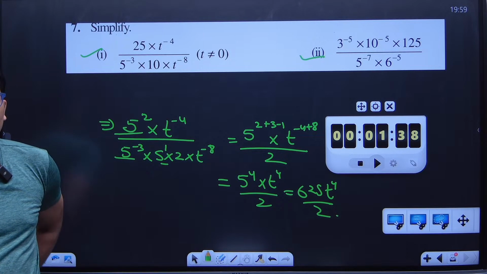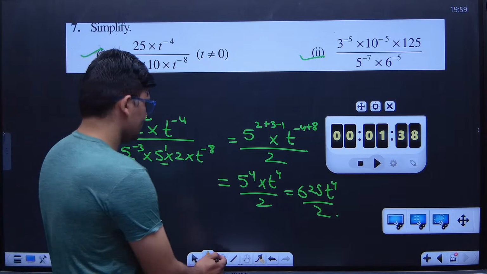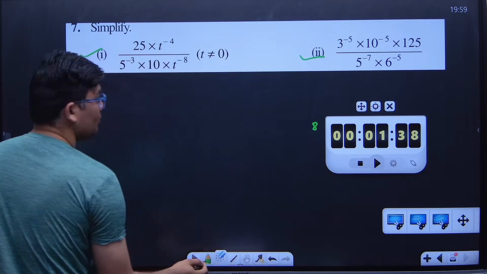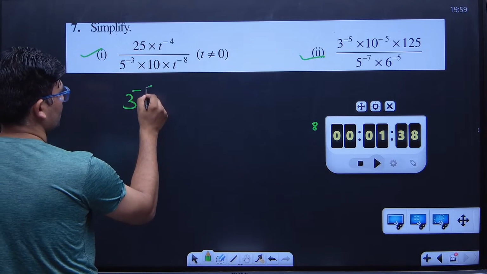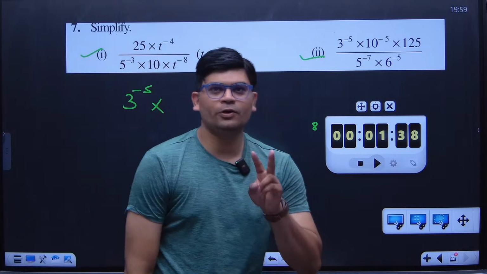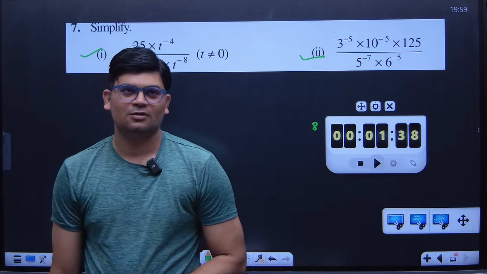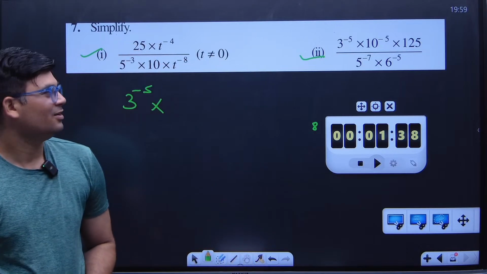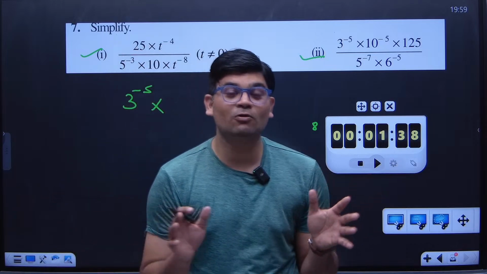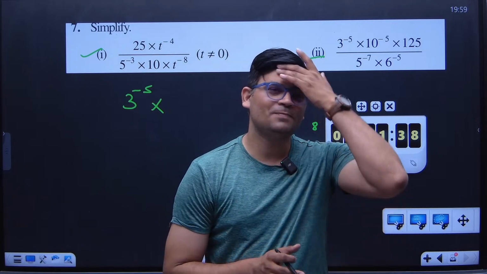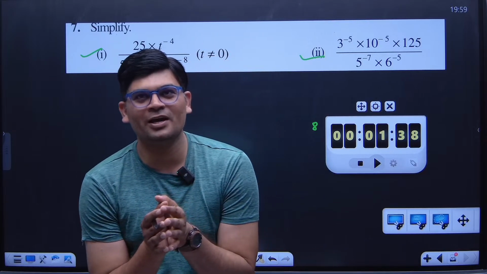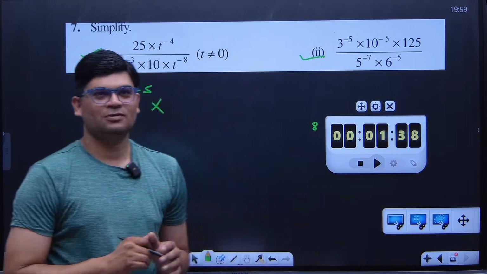Do the next one. So for this question, it's 3 to the power minus 5 into 10 to the power minus 5. So 10 to the power minus 5 can be broken down into two components. Oh, I only broke down 125. No, no, no. I told you, break down all the composite numbers into their prime factors. Then you can have the same base. Or else you will get confused.